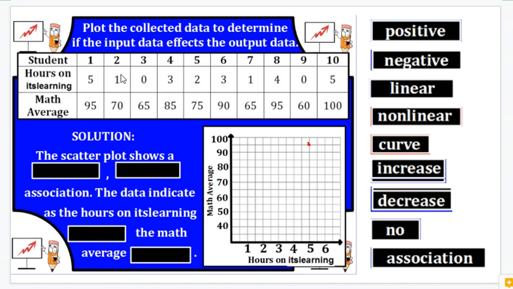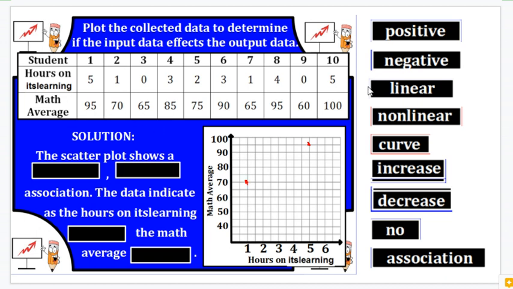Then you do student 2. They spent 1 hour on its learning, and they only have a math average of a 70. So you'd go over to 1 hour on its learning, go up to 70, and draw a point to represent student number 2. So each point on your graph represents a person you asked, one piece of data, but the answer is 2 questions. So this point right here represents the student that was on its learning for 5 hours and has an average of a 95. So this dot is representing one kid that gave me 2 answers, where this dot represents a student that will only spend an hour on its learning and has a 70.